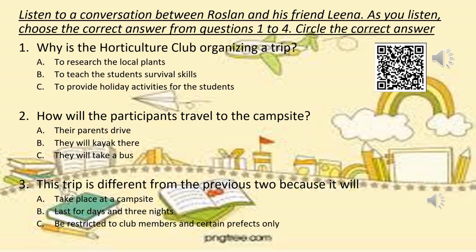Listen to a conversation between Ruslan and his friend Lina. As you listen, choose the correct answer from question 1 to 4. Circle the correct answer. Number 1. Why is Horticulture Club organizing a trip?